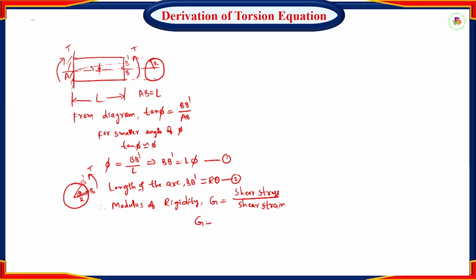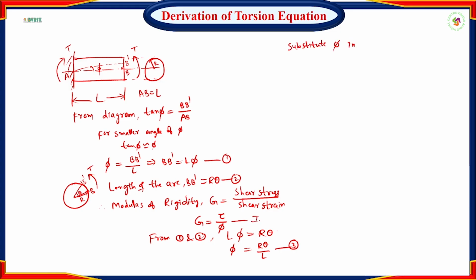Now G can be written as shear stress tau over shear strain phi. Now from equations 1 and 2 we can write L alpha is equal to R theta. Now phi can be written as R theta by L. Now we can substitute phi in equation 1.